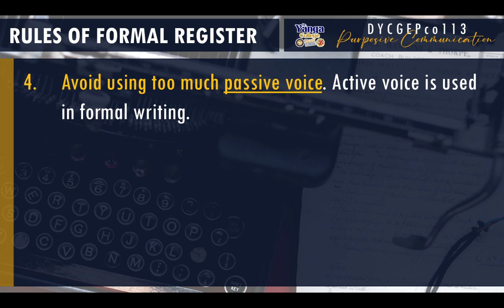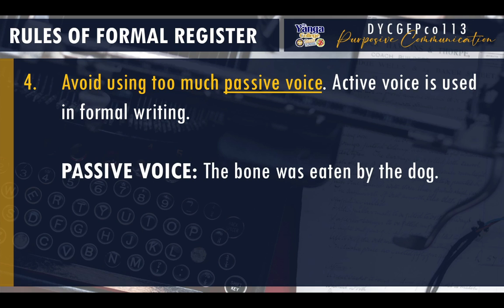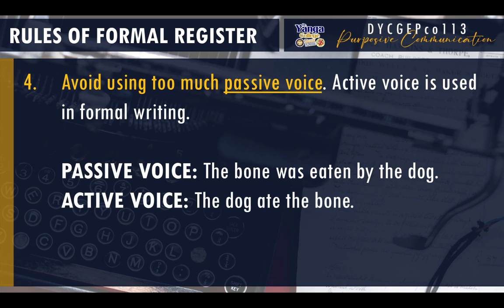Kapag sinabi nating active and passive voice, it's all about the subject and the verb in your sentences. Paano yun? Look at this example of passive voice. The bone was eaten by the dog. But in active voice, it will be the dog ate the bone. Meaning to say, kapag sinabi nating passive voice, the subject is the receiver of the action. Siya yung tumanggap ng kilos, meaning sa kanya ginawa yung action. Pero kapag sinabi nating active voice, from the word active, gumagalaw, kumikilos, yung subject, siya yung gumawa ng action.